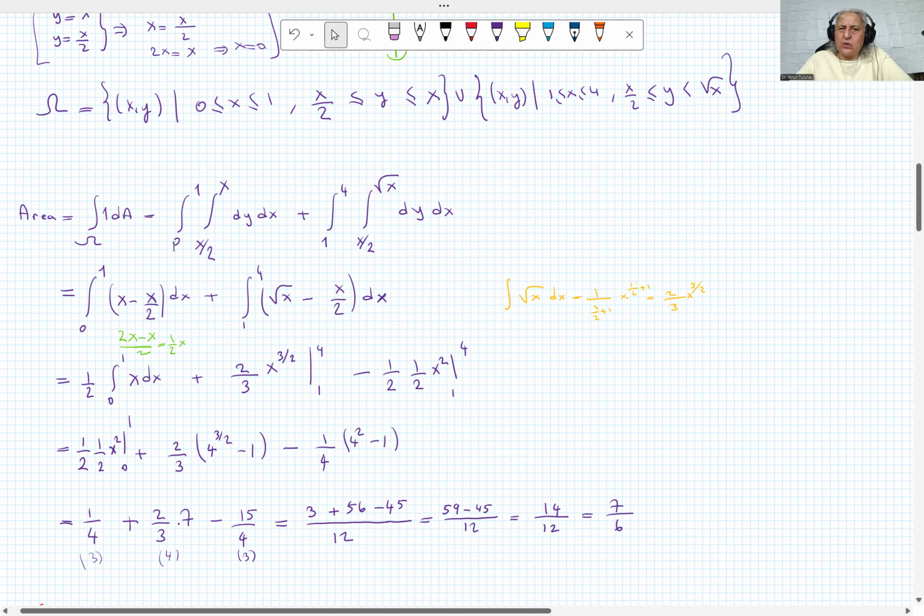So the region is from 0 to 1. Since this is a union of two sets, we need to calculate two integrals corresponding to each part. This one is from 0 to 1. x is the constant, so this is why we have x as the outer integration. Inside integration is y. This is the lower bound, that's the upper bound. For this one, again, x is a constant, so x is the outside, dx, the outside one. And the inside is changing from x over 2 to the root of x.